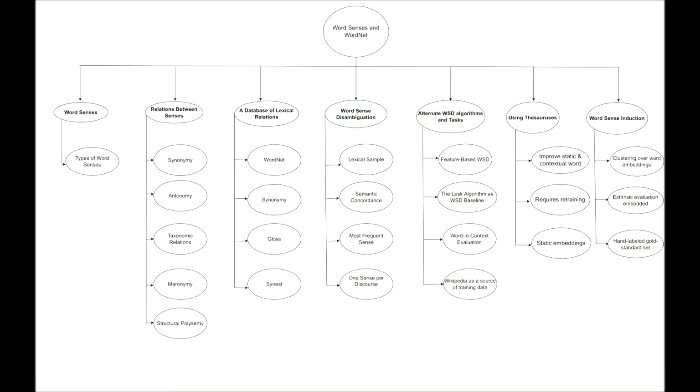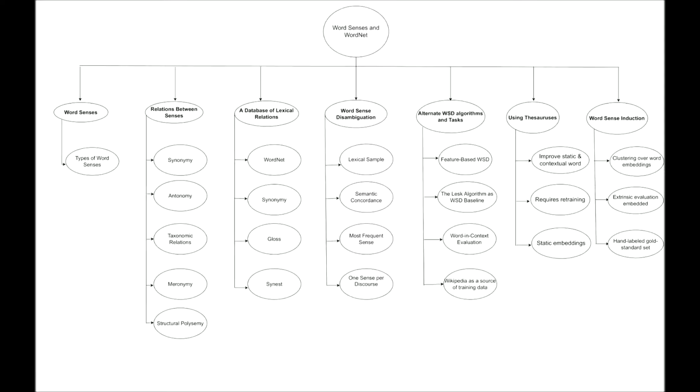Taxonomic relations. Another way word senses can be related is taxonomically. A word or sense is a hyponym of another word or sense if the first is more specific, denoting a subset of the other.